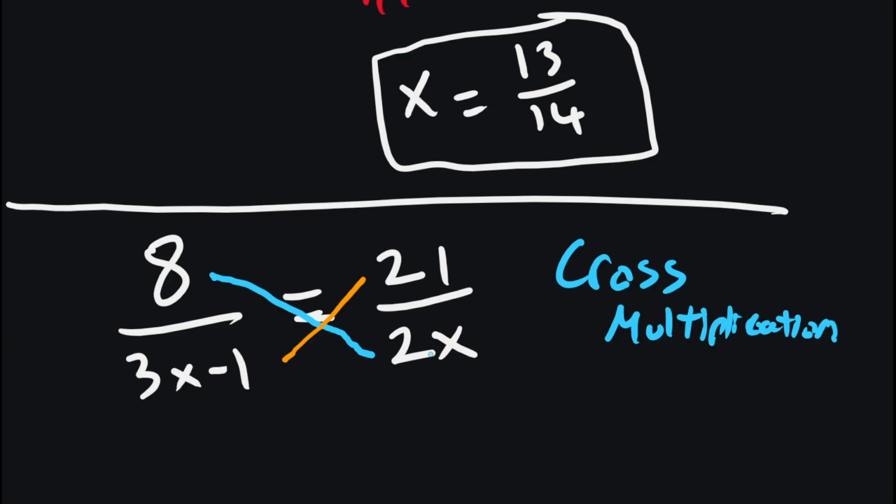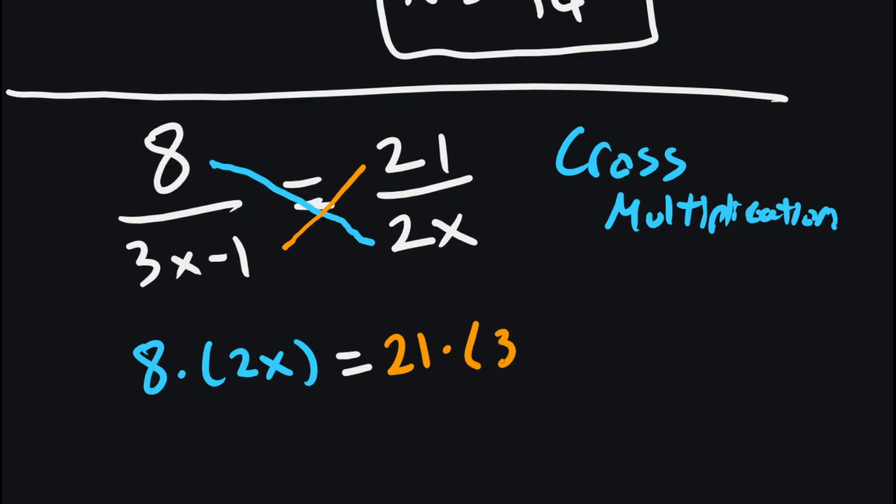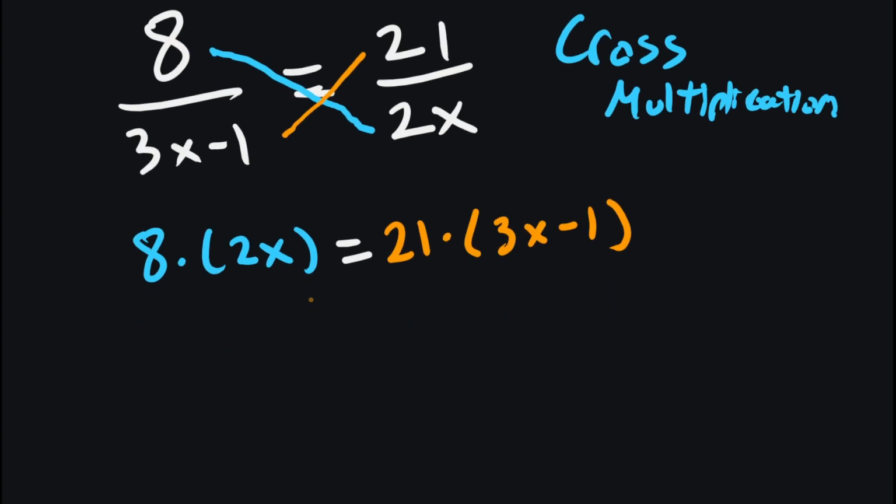So let's go ahead and cross multiply. First we'll do this blue portion right here, 8 times 2x, equals, and we'll do this orange portion right here, 21 times 3x minus 1. Don't forget the parentheses, because we're multiplying the entire binomial, 3x minus 1. And there we go, that's how we cross multiply. Let's keep simplifying until we solve for x.